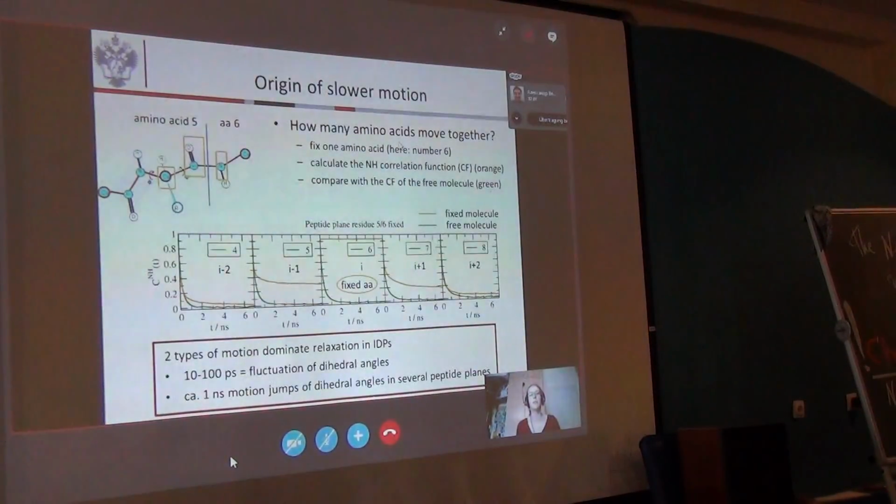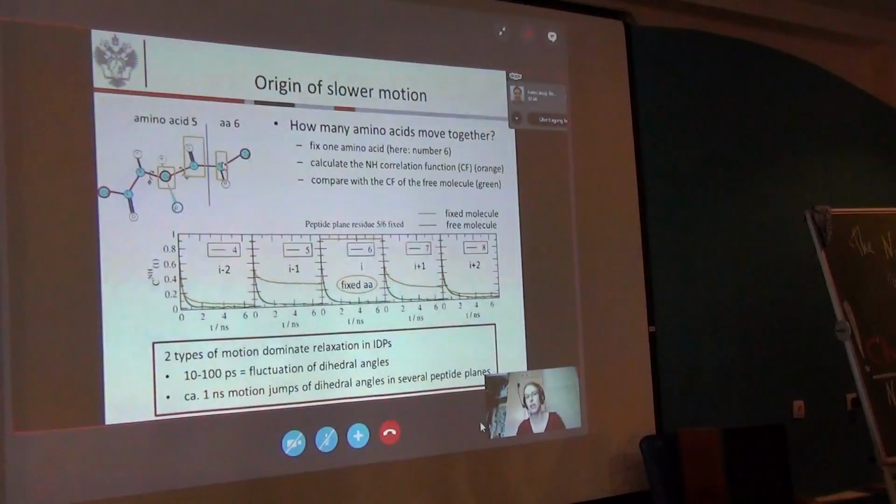So what we did is we fixed one amino acid. Here it is amino acid number 6, and we aligned in the simulations the atoms C alpha, C, O, and N. They were always put on top of each other. And then we calculated the NH vector correlation functions for the fixed molecule, which is of course not moving because it is fixed, so the correlation function does not decay very much, and we get a very high and constant value.